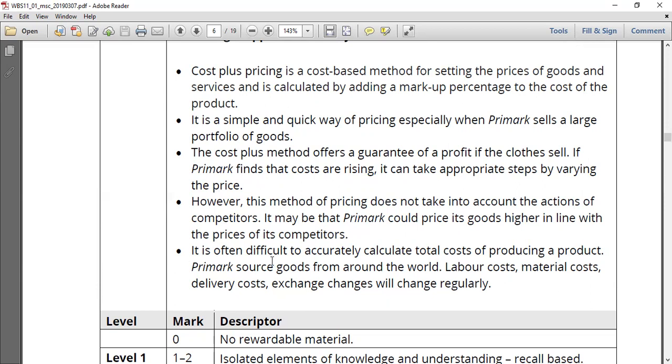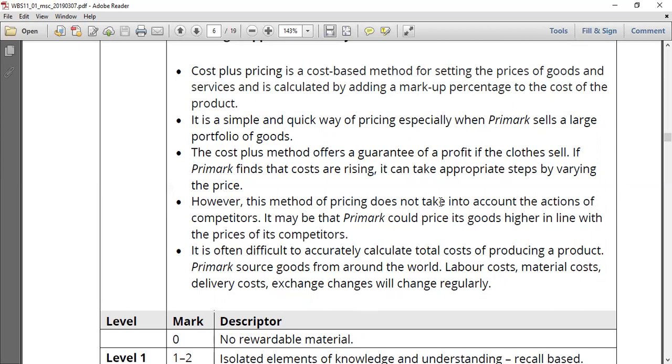And moreover, it is often difficult to accurately calculate the total cost of producing a product. Primark sources goods from around the world; labor cost, material cost, delivery cost, and exchange rates will change regularly. Therefore, for Primark it is very difficult to accurately calculate the total cost of a business, right? Not only Primark, every business is like that. So Primark sources goods from all around the world, they have 31 countries according to the case study, and especially labor, material, delivery, and exchange rates will change regularly.